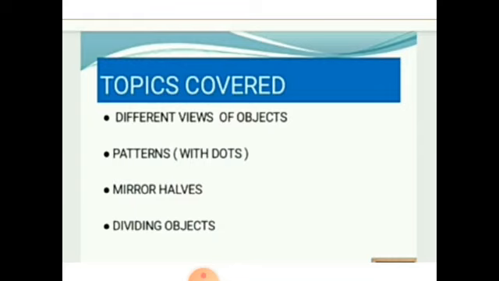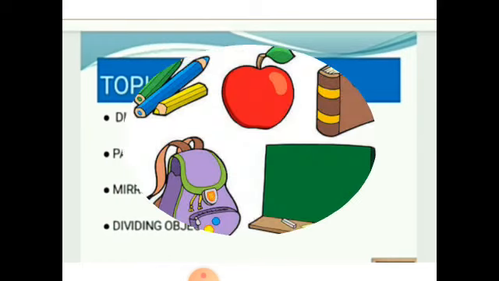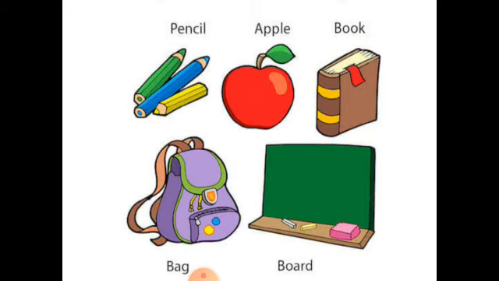Now, let's go through some examples of objects. See, children, these all are objects. What is the first one? Pencil. Very good. Second one, apple. Third one, book. Fourth one, bag. Fifth one, board. Very good, children. These are examples of objects. You already know about this. These things we see and we can also touch.